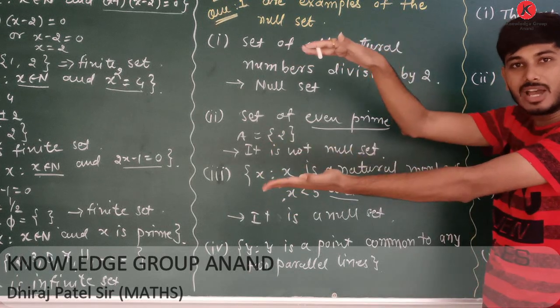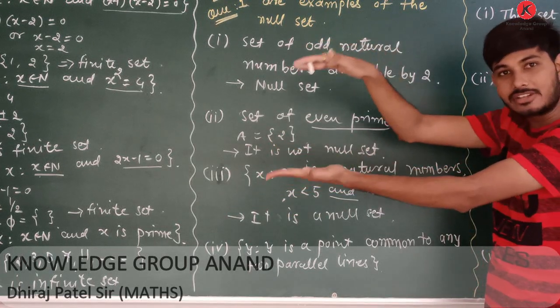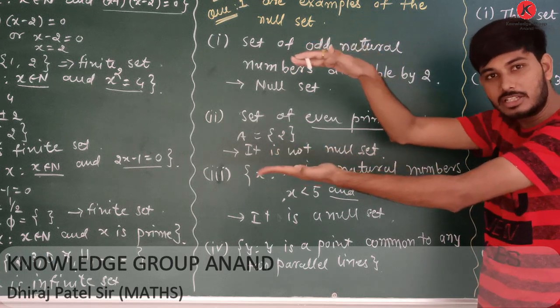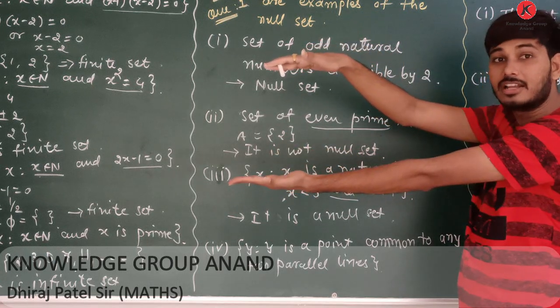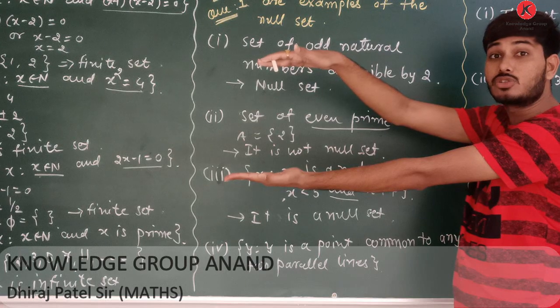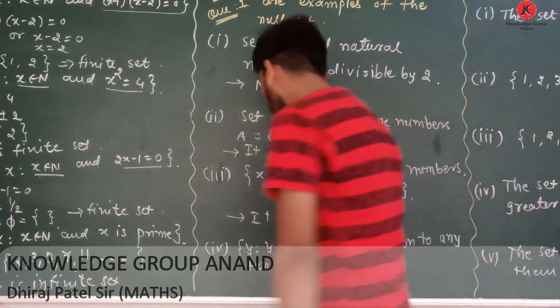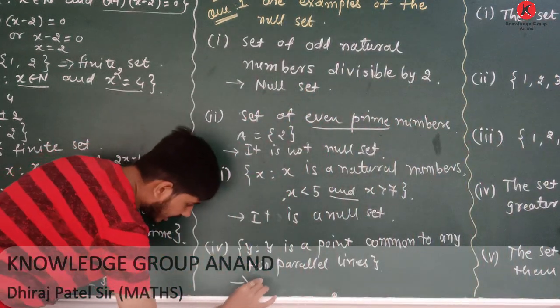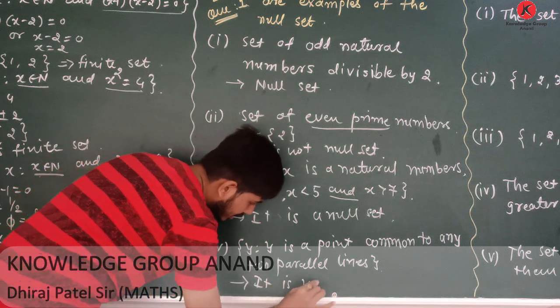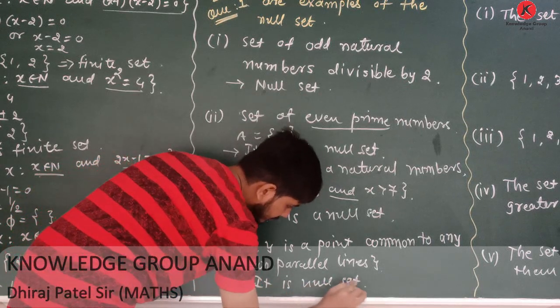You know very well, in standard 10 chapter 3, two-variable linear equations and two parallel lines. Therefore the intersection of these two parallel lines is a null set. Okay, it is a null set.